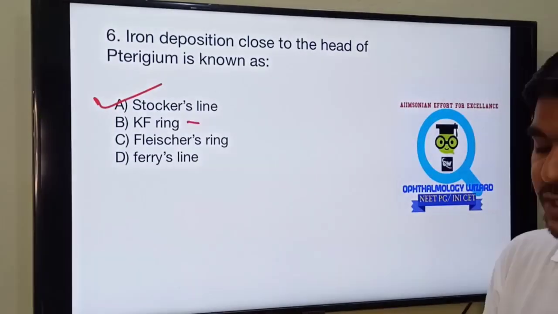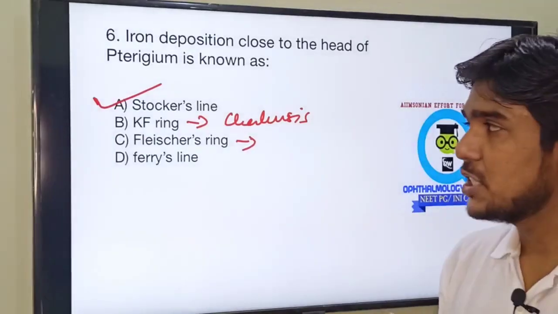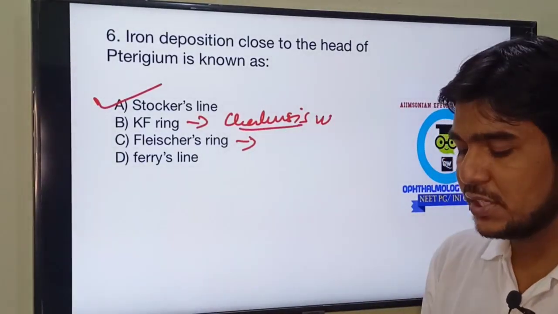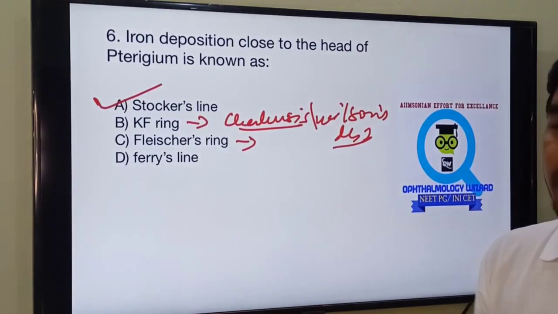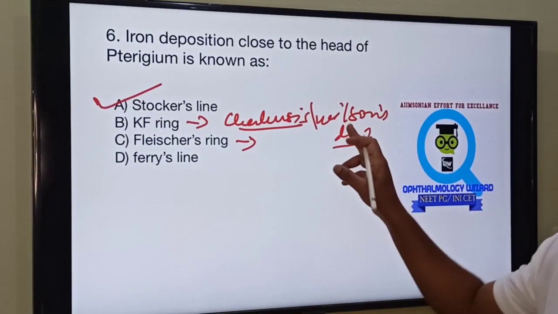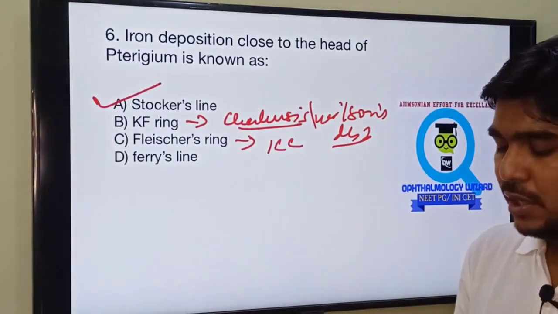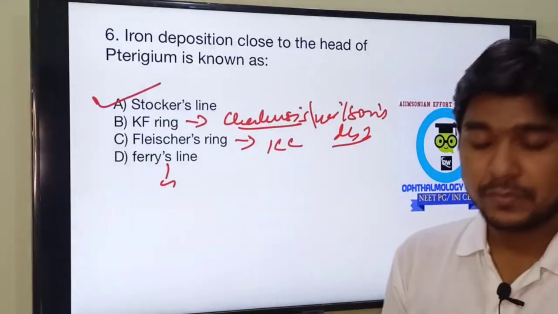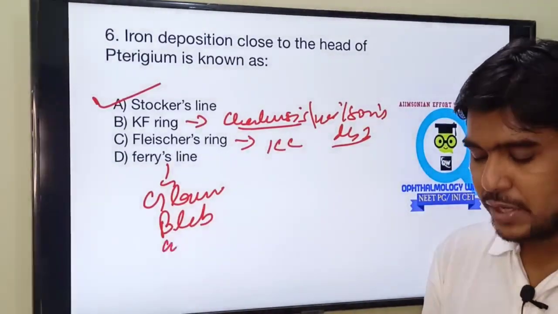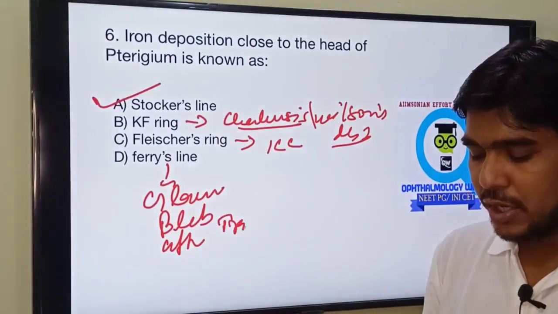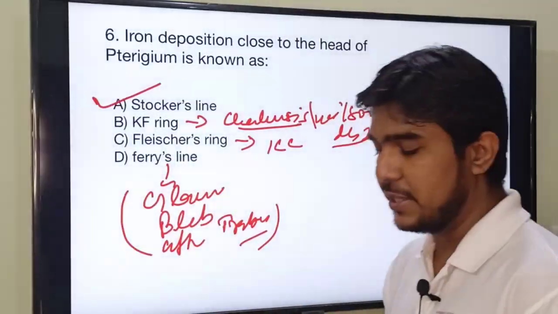Okay. KF ring is present in chalcosis, or rather Wilson's disease more commonly, and sometimes in chalcosis. Fleischer ring is present in keratoconus, and Ferry's line is present in the glaucoma bleb after trabeculectomy. After trabeculectomy, in the glaucoma bleb, you can find this.